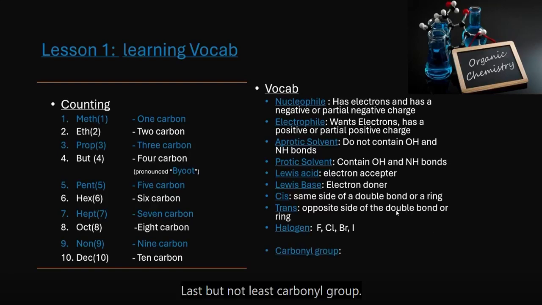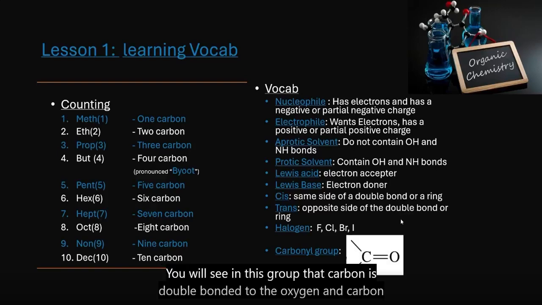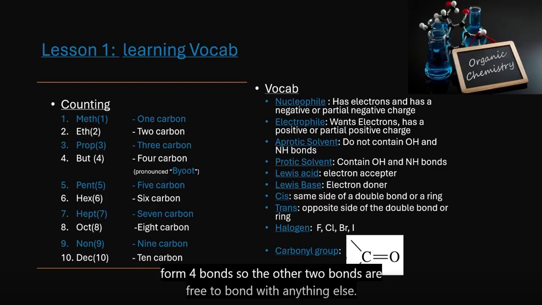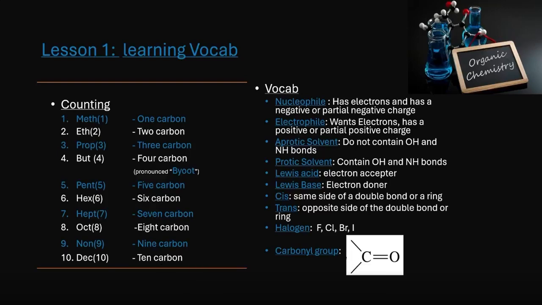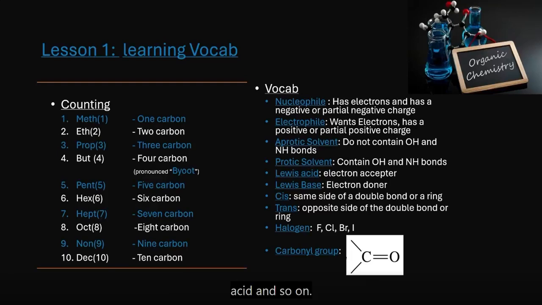Last but not least, the carbonyl group. A carbonyl is a carbon double bonded to oxygen. You will see in this group that the carbon is double bonded to the oxygen and carbon forms 4 bonds. So the other 2 bonds are free to bond with anything else. You will see this group often in reactions, such as aldehydes, ketones, acids, and so on.